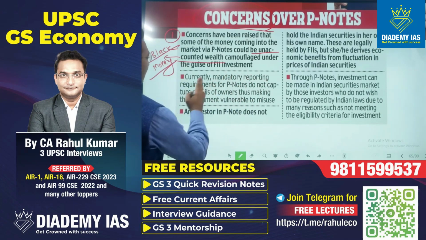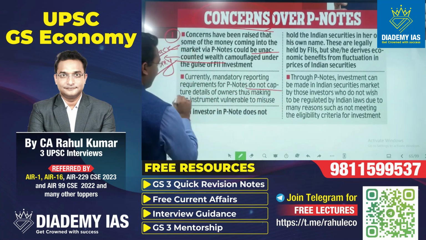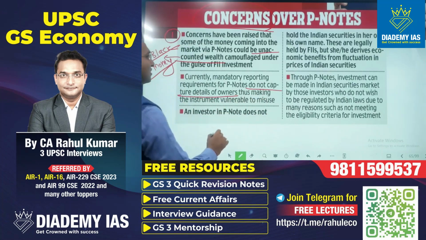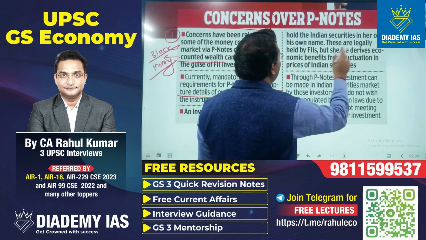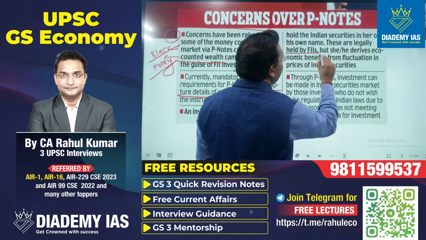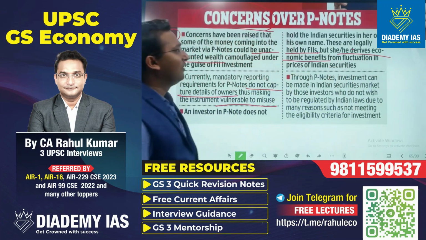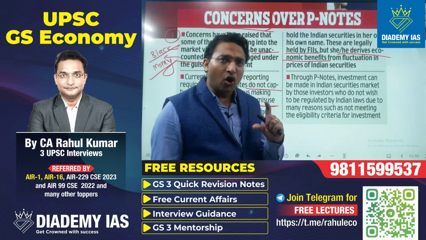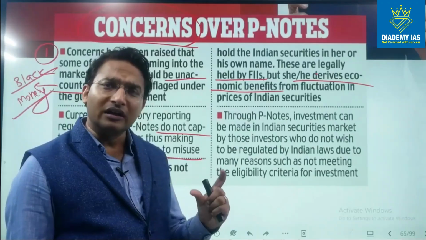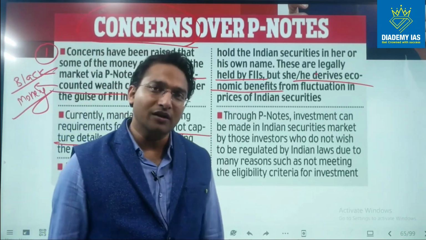Currently, mandatory reporting requirements for P notes do not capture details of owners, right? So they do not capture the details of owners, thus making the instruments vulnerable to misuse. An investor in the P note does not hold the Indian securities in his or her name. These are legally held by FIIs, but she or he derives economic benefit from fluctuation in the prices of India's securities, right? So the small foreign investor is not holding the Indian securities in his or her name, but is getting the benefit from the fluctuation in the prices.